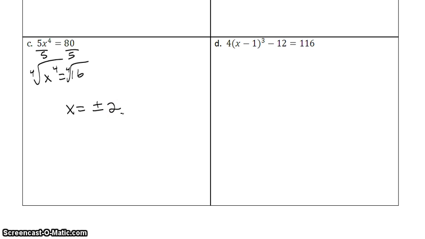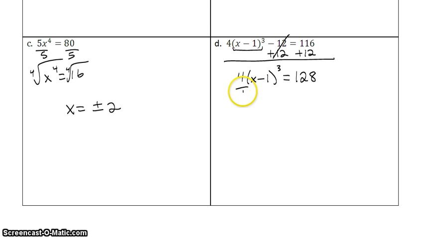I'm going to go through D because this one is a little bit more tricky, but again, we've got to get the quote variable by itself before I can take a cube root. So in this situation, this whole thing, x minus 1 cubed, counts as the quote variable. So I'm going to use normal equation solving skills, which means you usually are doing order of operations backwards. So first I'm trying to add over that 12 to get rid of it. 116 plus 12 is 128. Now I'm going to divide by 4 on both sides. 128 divided by 4 is 32.